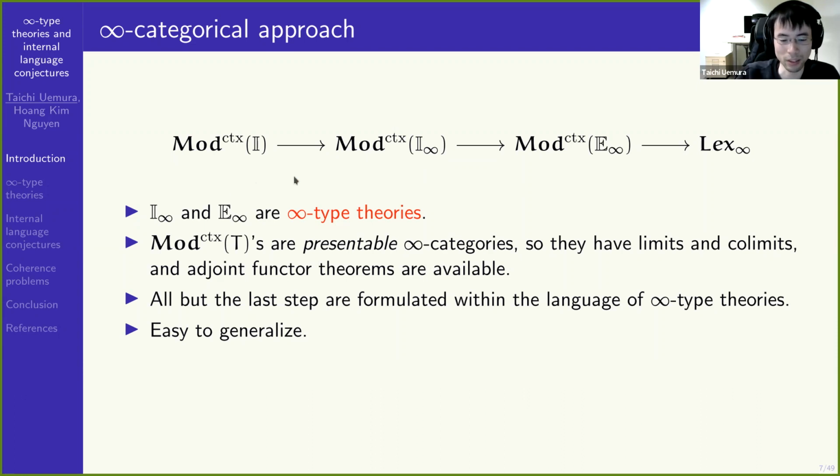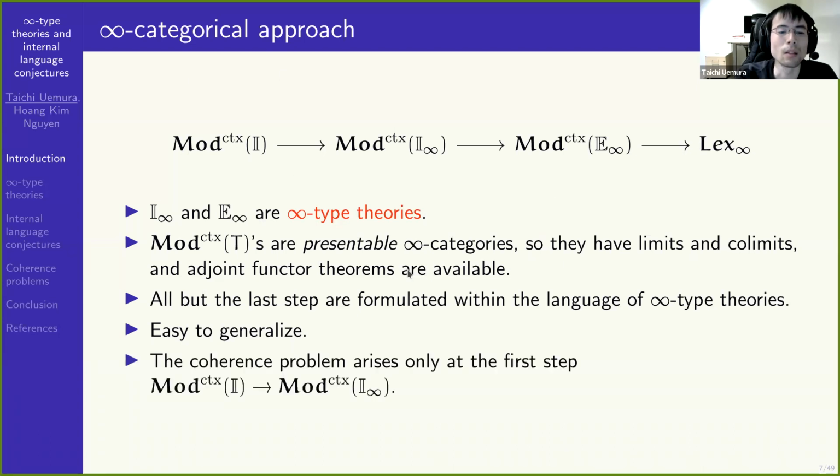If we add to type theory some other type constructors, pi types, inductive types, universes, then we consider analogous infinity type theories with those type constructors. Then we can construct similar functors. And also the coherence problem arises only at the first step, namely between the type theory and infinity type theory. Because the rest is in the infinity categorical setting, there's no gap between the levels of equality, right? So the first step is the only place where the coherence problem comes in. Okay.